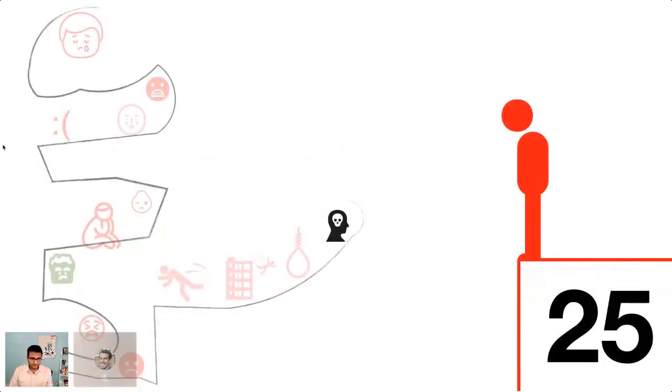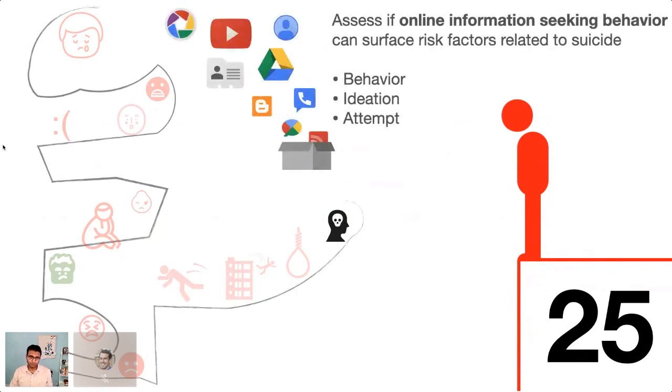And the other reason is, and which is in this case actually good news, is it takes about on an average 25 failed attempt before a person is able to ultimately kill themselves, which is unfortunate. But then that means there's a lot of opportunity to intervene. So we try to see if online information seeking behavior, as in how people are looking for information online, could be used in looking at potential risk factors.